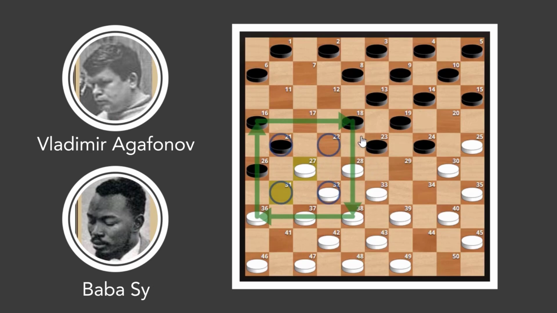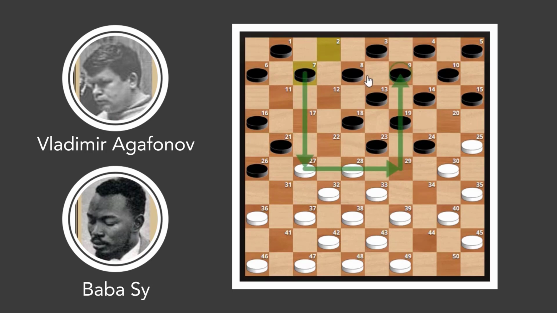So Vladimir played 2-7. He moved the piece at 2 to square 7. And this move was replied to by Babasai by playing 37-31. Let's look at why the move was made. When you draw the square, the key squares here are 21, 22, 32, 31. We make sure we take the 31 square.